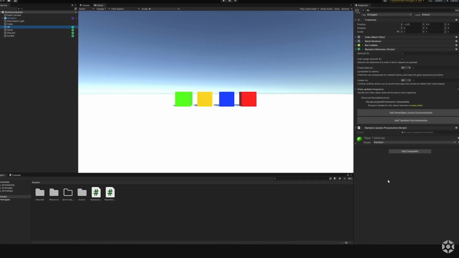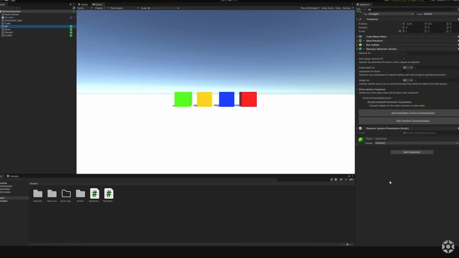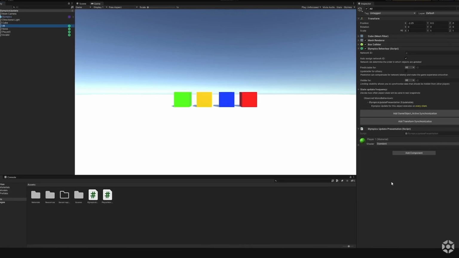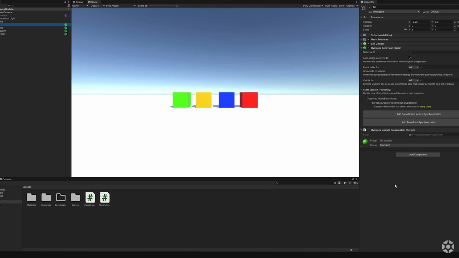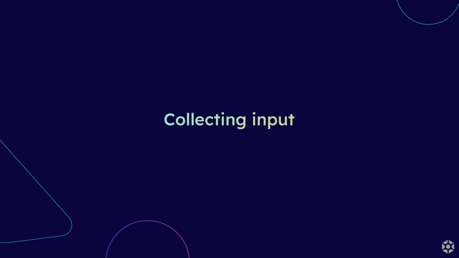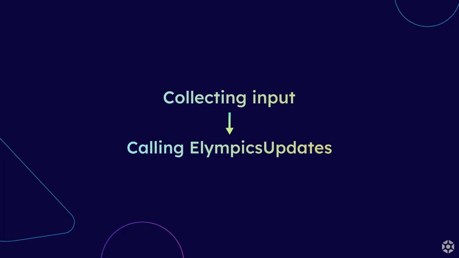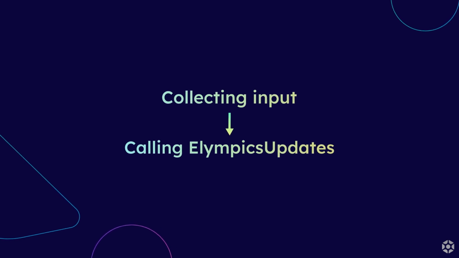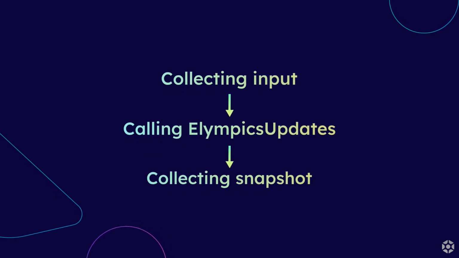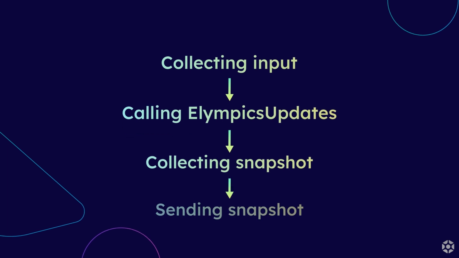Elympics also uses Elympics updates to simulate and process all physics, although that happens after all other Elympics updates and isn't bound to network IDs. On the server, the loop looks the following way. Elympics collects input from players and bots. All of the Elympics updates are called. Elympics collects the snapshot for the tick we've simulated and sends snapshots to clients.